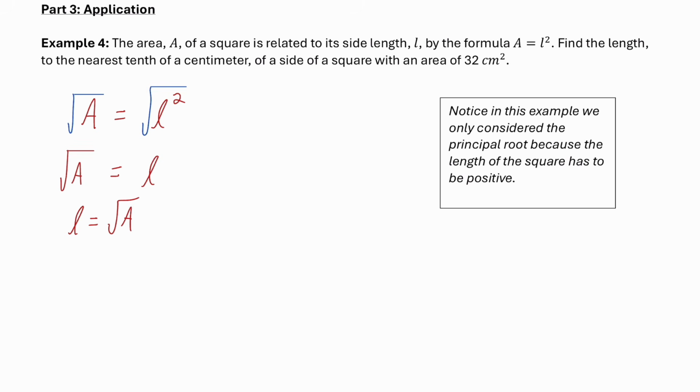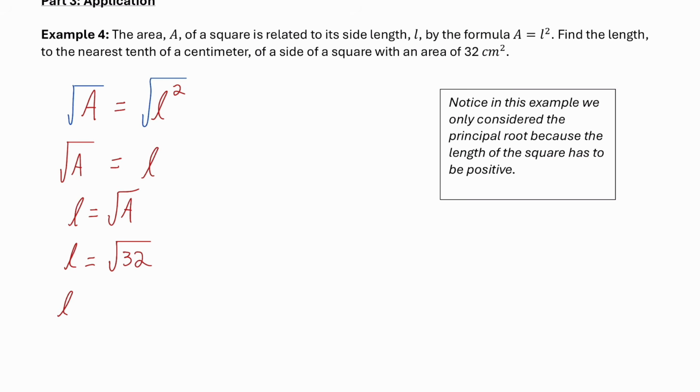I can now substitute in my known area of 32 for A and then evaluate the length. Using a calculator to get an approximate value for the square root of 32, we would figure out that the length of the square is about 5.7 centimeters. And that's the end of the lesson.